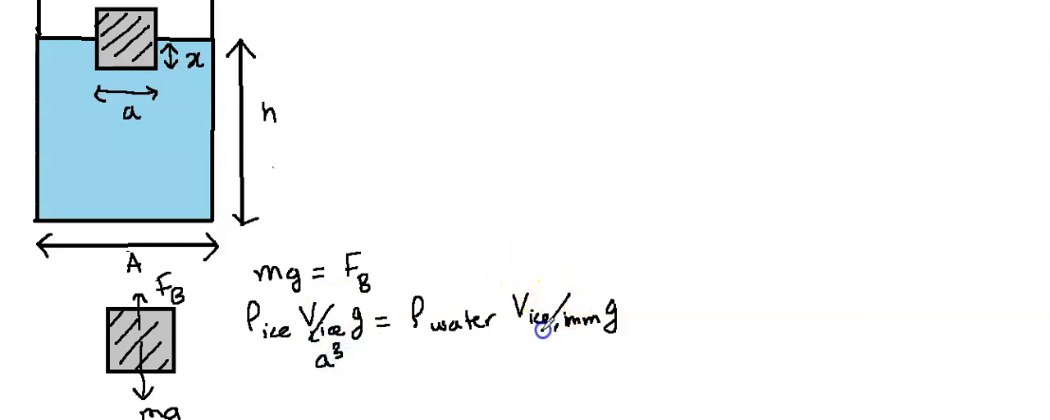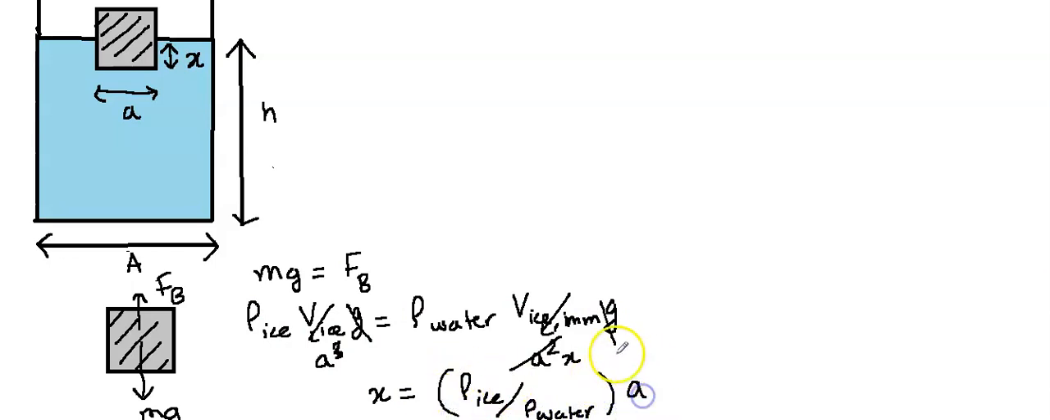The volume of the ice is a cube. The volume of the ice that's immersed is this part right here. So that's a squared into x. It's a cuboid. So solving this, the g cancels out, a squared cancels out, and we get x equals rho ice by rho water times a. So we know that ice is less dense than water, so rho ice by rho water is less than 1, which means x is less than a, and that makes sense right from the diagram.